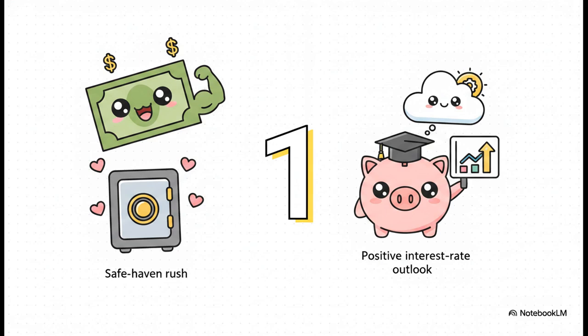Because of this massive rush for a safe haven, a positive interest rate outlook, and strengthening economic expectations, the US dollar is currently heading toward its very first monthly gain in several months. After a pretty noticeable cooling off period, the dollar is seriously flexing its muscles again, and it is entirely driven by the macroeconomic factors we just talked about.